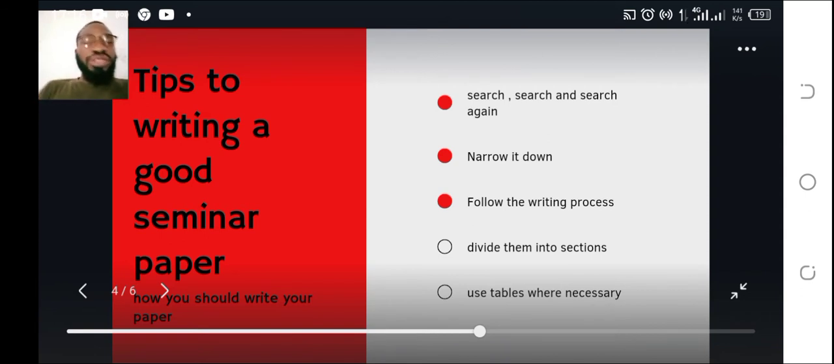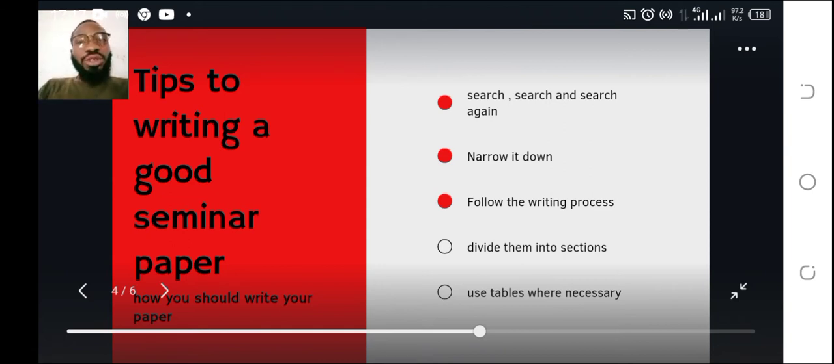The next thing to focus on is to follow the writing process. The writing process is a different ball game, but I'm going to share coming videos on the writing process as it concerns SLT or microbiology projects. Let me just give a brief of what the writing process means. The writing process has 3 steps: the pre-writing stage, the writing stage, and the revision stage. In the pre-writing stage, you gather everything, take notes, pick the points you want to pick, gather your references, and gather your citations as you're picking the points.